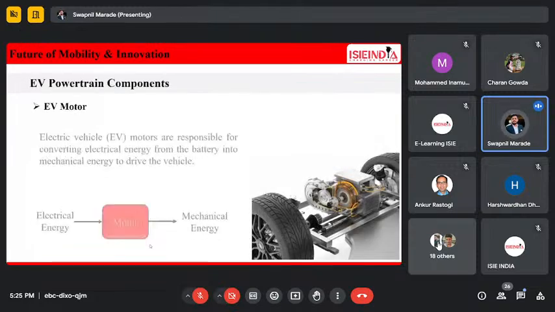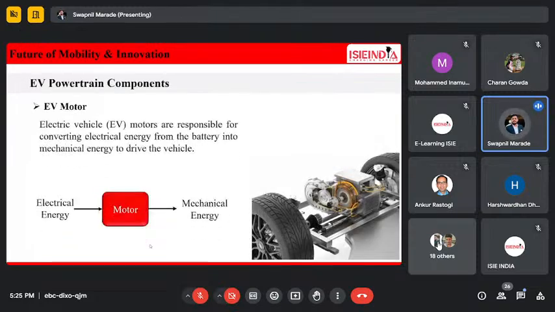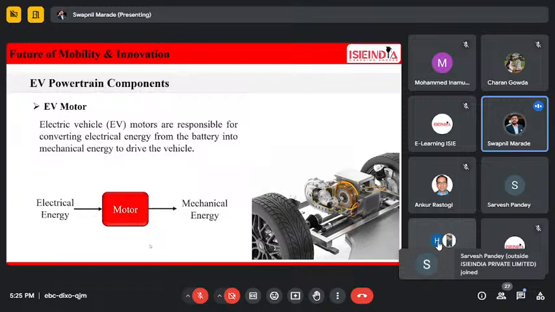Now the powertrain components. First is the EV motor. Electric vehicle motors are responsible for converting electric energy from the battery into mechanical energy to drive the vehicle, right? Electrical energy is converted into mechanical energy, and the electric motor helps to drive the electric vehicle, right?